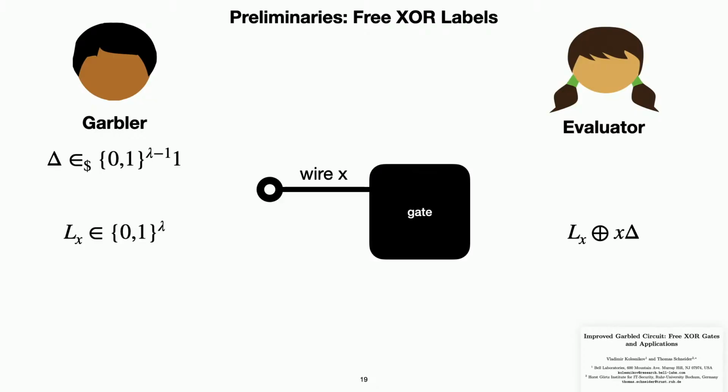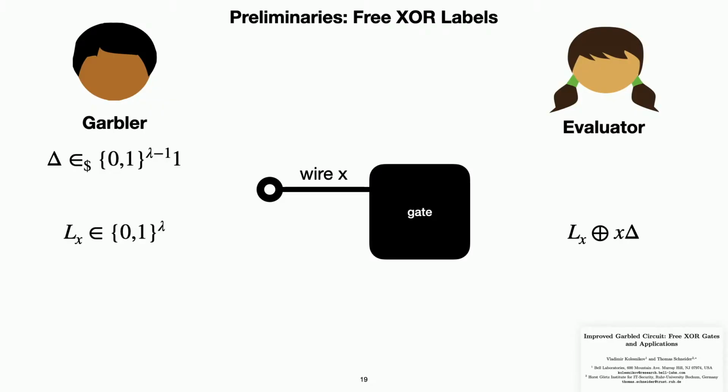Okay, so we're going to use today what's called free XOR labels. All this means is that we have some big circuit, okay, and at the beginning, the garbler is going to sample some correlation, let's call it delta.